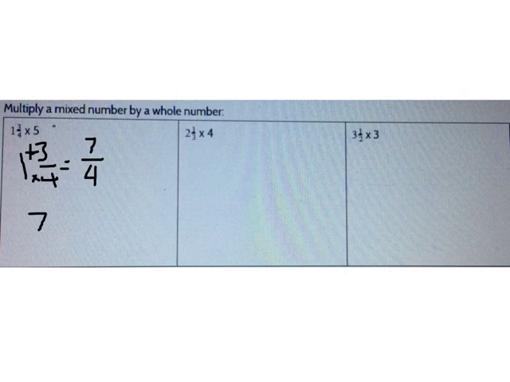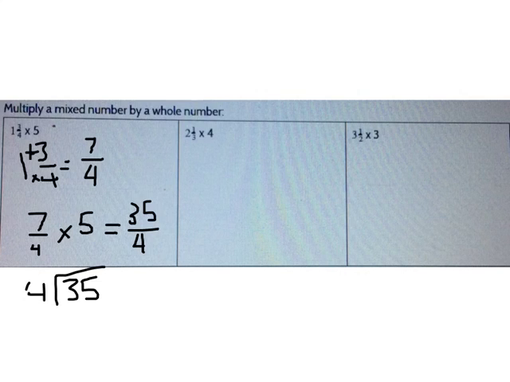Now I can multiply 7/4 times 5. What's 7/4 times 5, written as an improper fraction? It's 35/4. My last step is to change my number back to a mixed number. When I have 35/4, how do I write that number as a mixed number? Well, 4 goes into 35 8 times. That's 32, with 3 left over. So the answer is 8 3/4.